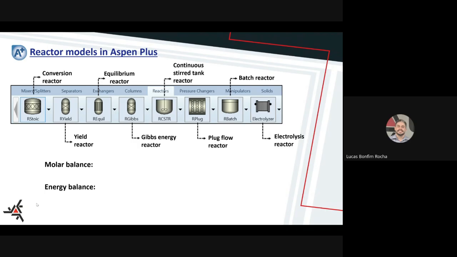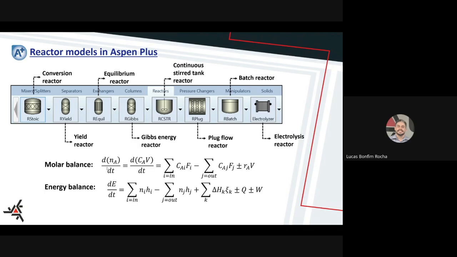So first of all, let's learn here that considering Aspen Plus as our process simulator, we have many models for simulating chemical reactors. Okay, here we have the most common reactor models present in the latest version of Aspen Plus. So we have the conversion reactor, which is also known as the R-Stoic model. We also have the R-Yield model, considering the yield reactor. After that we have some thermodynamic models, the equilibrium reactor and the Gibbs energy reactor.